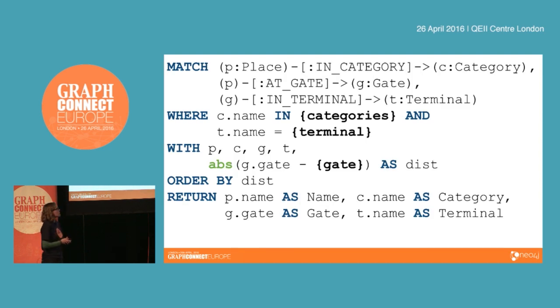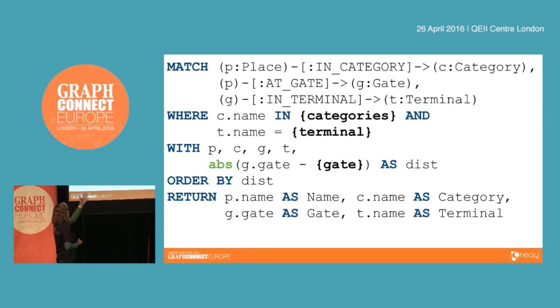So let's look at this Cypher query that will accomplish the recommendation we just requested, which will match a place that's in some category, that's at some gate in some terminal. Hopefully, everyone's seen a little bit of Cypher already. I can't really go through the details of the syntax of Cypher, but long story short, we're getting all the places in their categories, their gates and the terminals, where the name of that category is in whichever categories the user requested, and the name of the terminal is whichever terminal the user said that they were in.